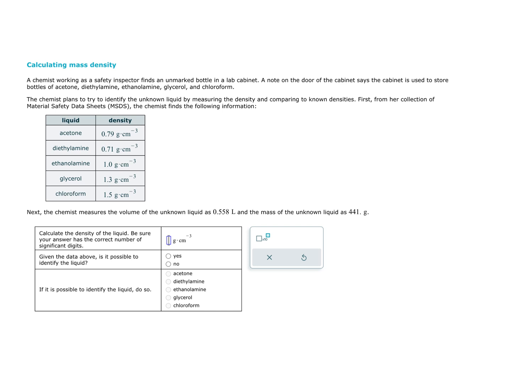This Module 1 homework problem gives you a bunch of information about an unknown liquid. They tell you that we measure out a specific volume of the liquid, about 0.558 liters, and we know the mass of that is 441 grams. They would like you to find the density of that and then compare it with the list of the liquids over here to confirm the identity of what we're working with.